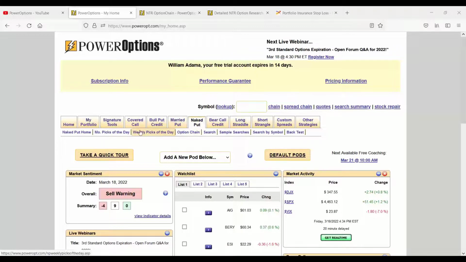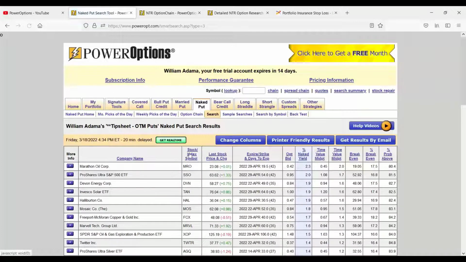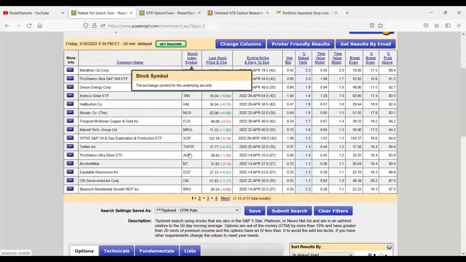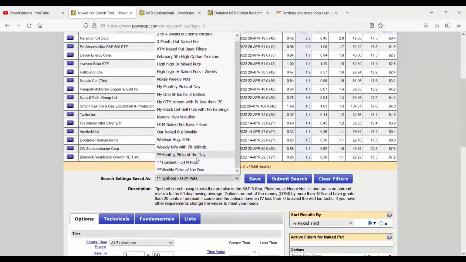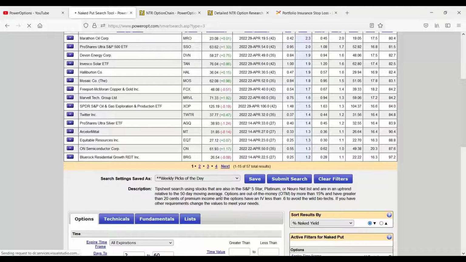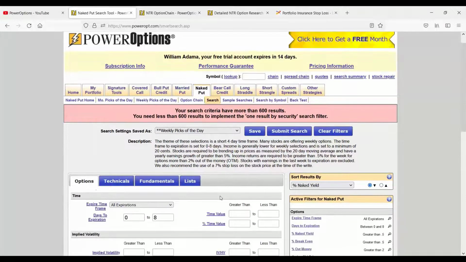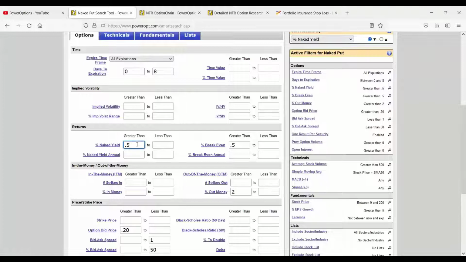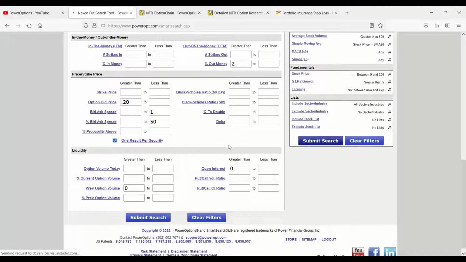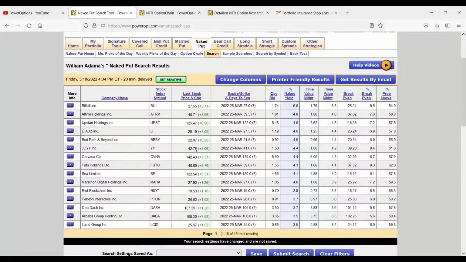Okay, so take a look on the search tool for naked puts. And let's see, okay, weekly. Let me just bump this up. You said a 4.4. I'm going to bump this up to 3.5. There we go. Okay, now I only have one page and I don't see STNE in here. DoorDash, okay.